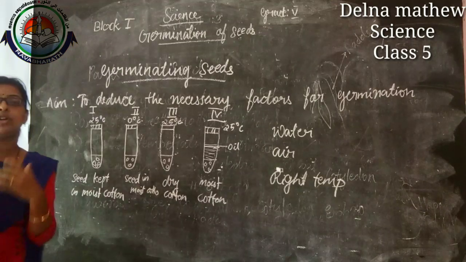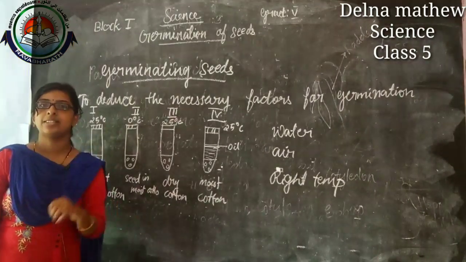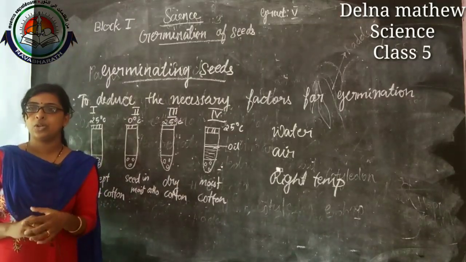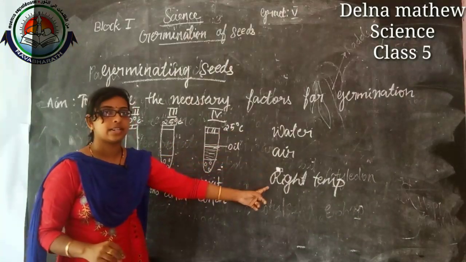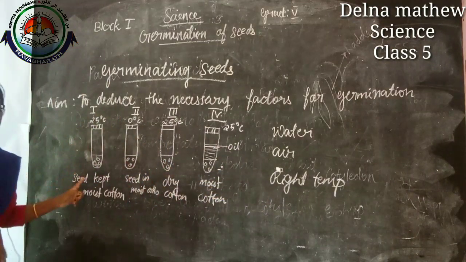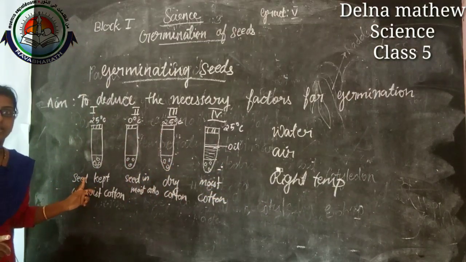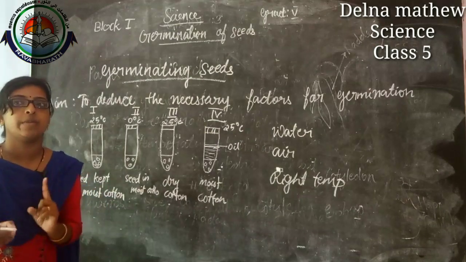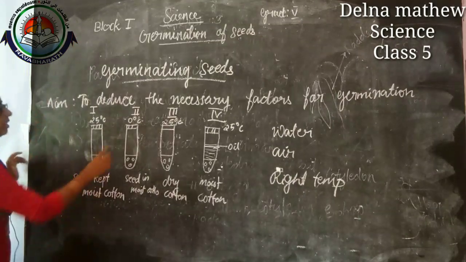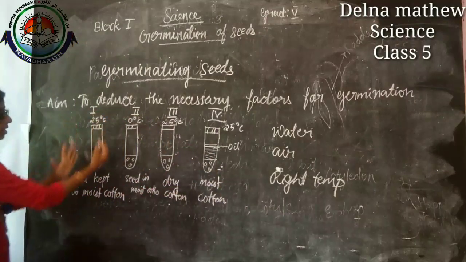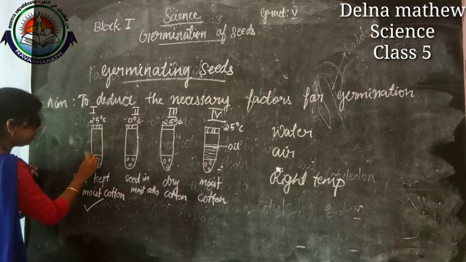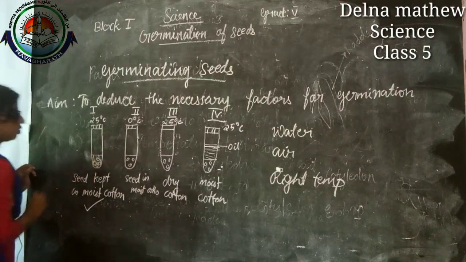Say yes or no. How many of you are saying yes? Just hands up. Some are saying yes and some students are saying no. So actually in this case, are these three necessary factors there or not? Yes. And in this test tube, are these three present or not? Yes. And in this case can the seed germinate or not? Everyone say the answer. Yes, because these three necessary factors are present in this first case, so the seed can germinate. That means the first root will come out.